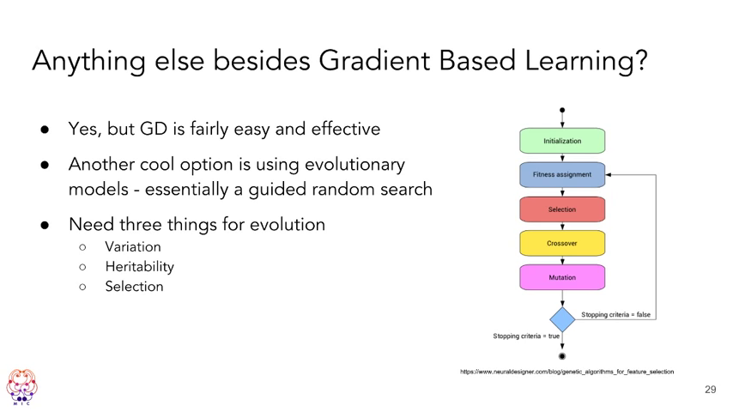So you need three things for evolution. You need variation, heritability, and selection. You need variation because in a population of whatever you're dealing with, whatever you're trying to optimize, they need to be different from each other so you can have a selective force that's going to be able to say, okay, this one's better than the other.